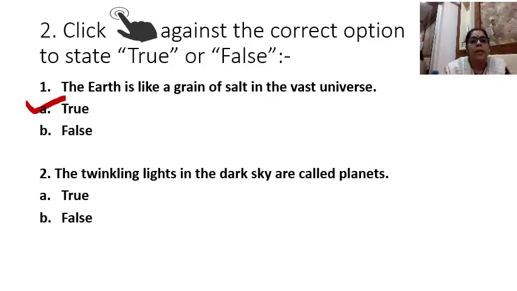The twinkling lights in the dark sky are called planets. Right or wrong? True or false, children? Do planets twinkle? No, they do not twinkle. They have steady lights. So the answer is false. The twinkling lights in the dark sky are stars. They are not planets. So what is the correct option? False. So you have to click on false.